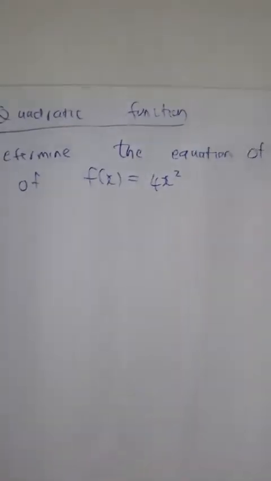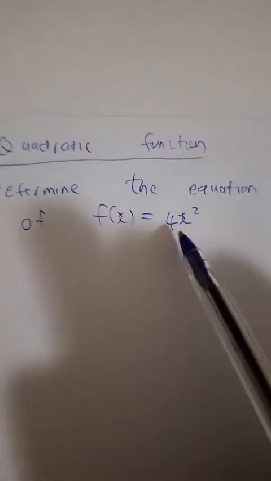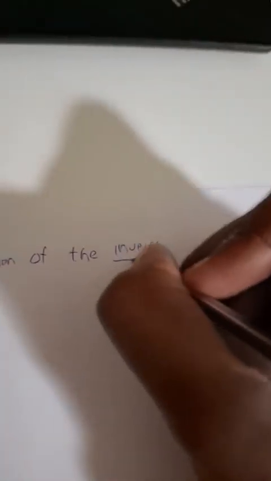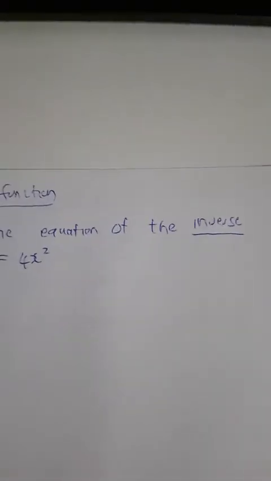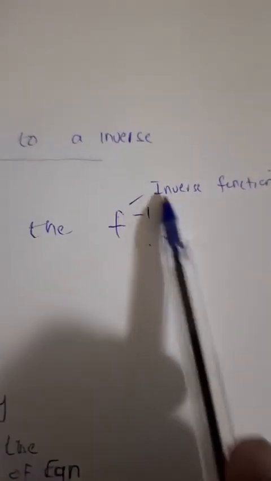4x squared. Now you might note that the way that this has been asked, it says determine the equation of the inverse of f of x is equal to 4x squared. So they've said it in words. They said determine the equation of the inverse. Whereas in the previous question, they had said, look at this, determine the inverse.